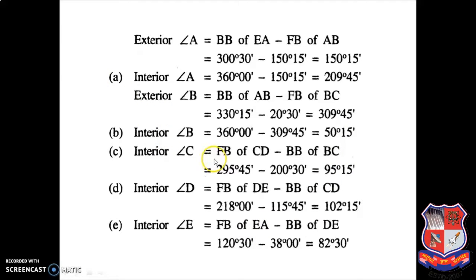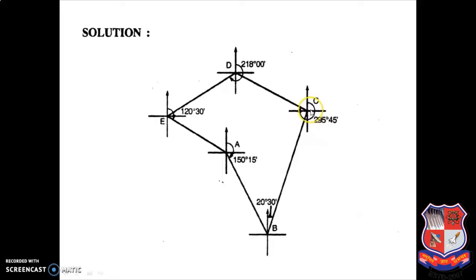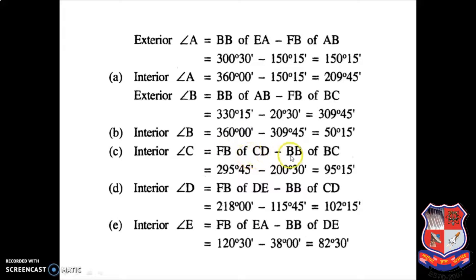Which two readings are required? You can see from the figure, fore bearing of line CD and back bearing of line BC. So fore bearing of CD minus back bearing of BC. Here fore bearing is greater than back bearing, that's why I deduct back bearing of BC from fore bearing of CD. There is no rule that you must deduct fore bearing from back bearing or back bearing from fore bearing. Whichever is greater, you deduct from that. So here fore bearing of CD is greater than back bearing of BC, so we just take the difference. 295 degree 45 minute minus 200 degree 30 minute, you will get 95 degree 15 minute.